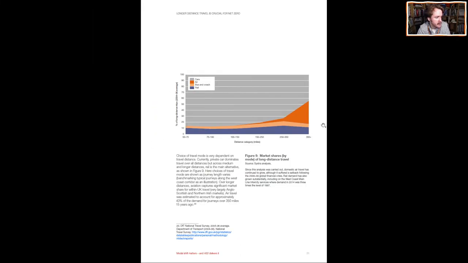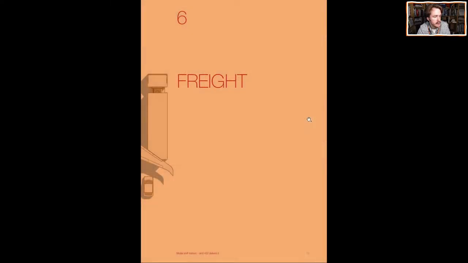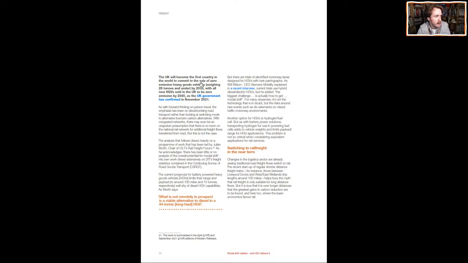Some analysis done by Systra. So you can see that's the dependence on travel distance. And then freight. The UK will become the first country in the world to commit to the sale of zero-emissions heavy goods vehicles. Lol, good luck. By 2035, with all new HGVs sold in the UK to be zero-emission by 2040. Again, lol, good luck.